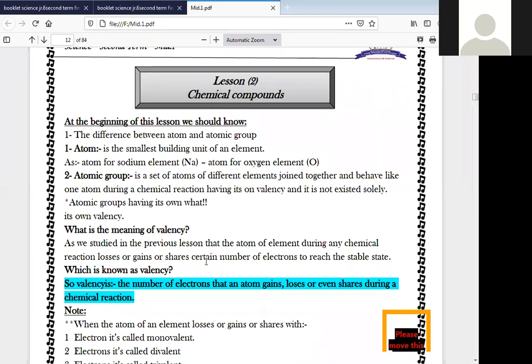Can you hear me, middle one? Middle one, can you hear me? Okay.